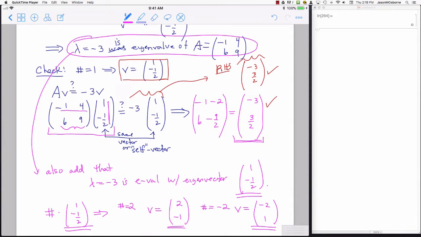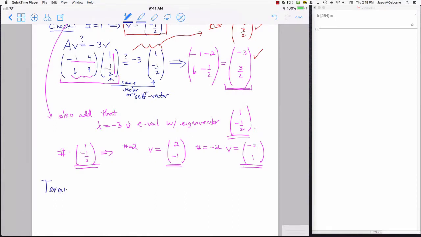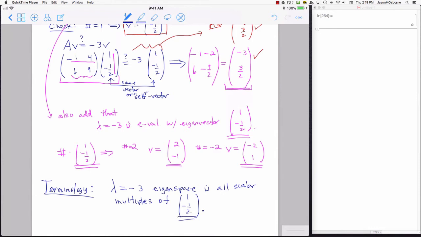Okay? So what is typically said, a little bit of terminology here, is that the lambda equals -3 eigenspace is all scalar multiples of, and pick one of your favorite eigenvectors. So I like 1, -1/2 because that's the one we found by factoring. Okay? So the eigenspace is all multiples of 1, -1/2.